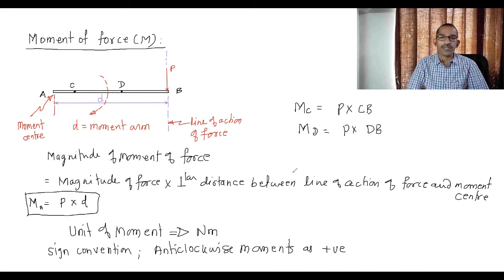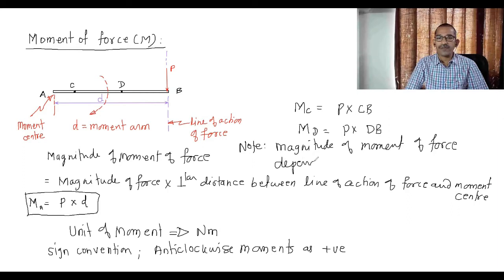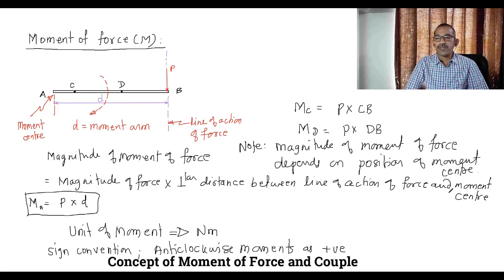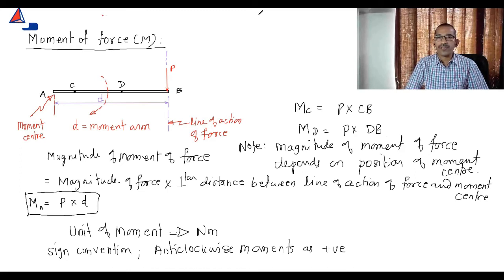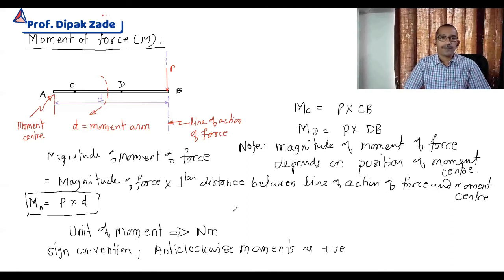Magnitude of moment of force changes. That means the next most important part is what? Here, magnitude of what? Magnitude of moment of force. Magnitude of moment of force depends on position of moment center. That means once we change the position of moment center, the magnitude of moment of force changes. What is the conclusion here?